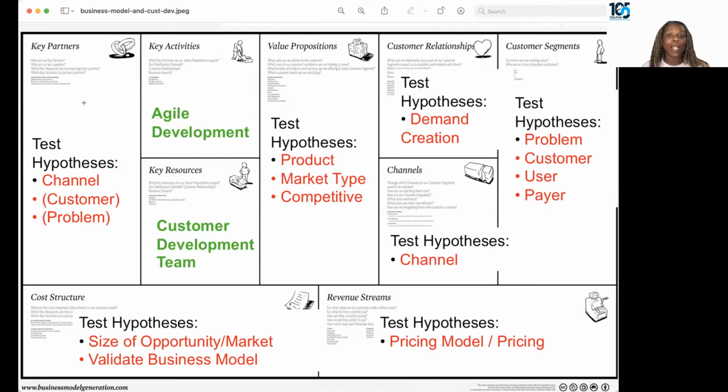And so the business model canvas, like I said, we're going to dissect that and do a deeper dive into other aspects of building out your business. So I wanted you guys to have this to get us started.